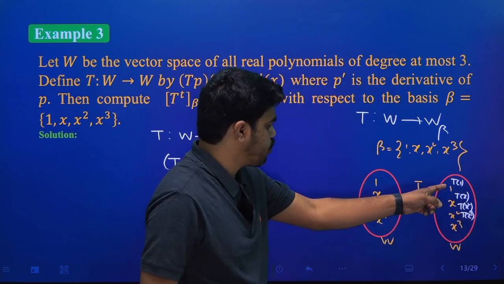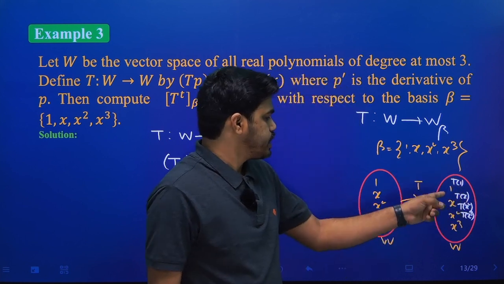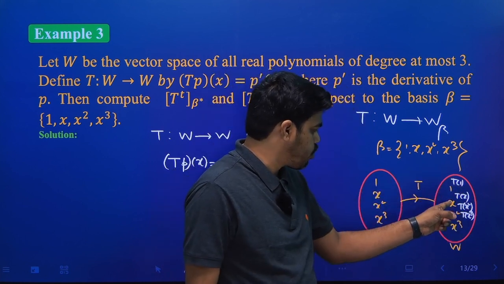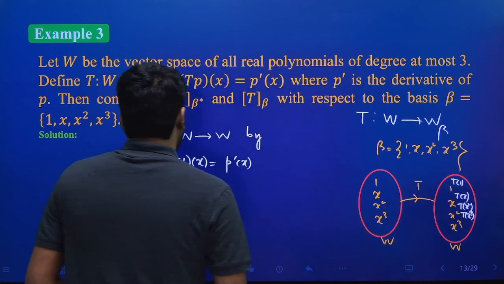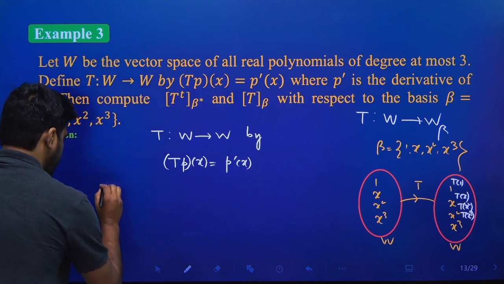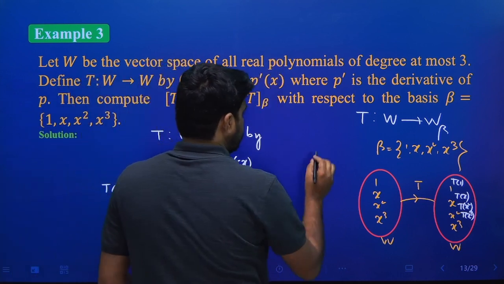What is our target? T1 we will express as a linear combination of 1, x, x square, x cube. Similarly Tx we will express as a linear combination of 1, x, x square, x cube, and Tx cube as well. So first we will express T1.